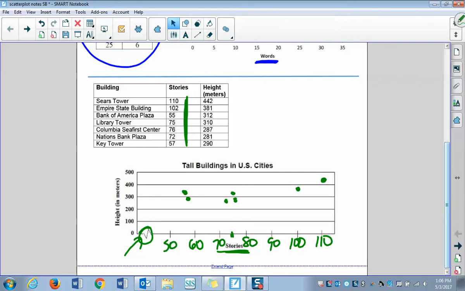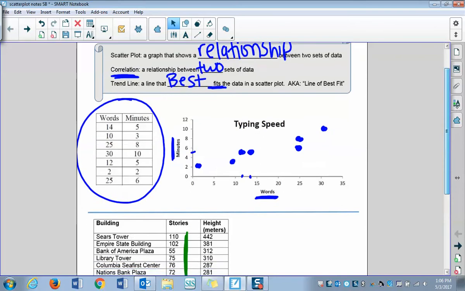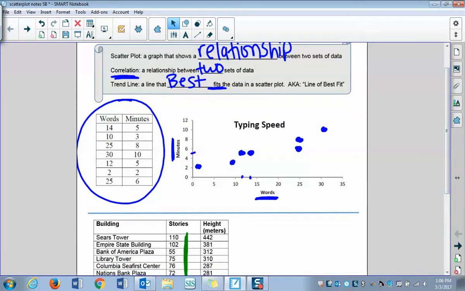So now we have our data, okay, and as you can see, as the number of stories gets bigger, for the most part, the height is taller. If you look up here at this scatter plot, as the words increase, the minutes do too. In the general direction, we're going upwards. All right, let's go ahead and flip.